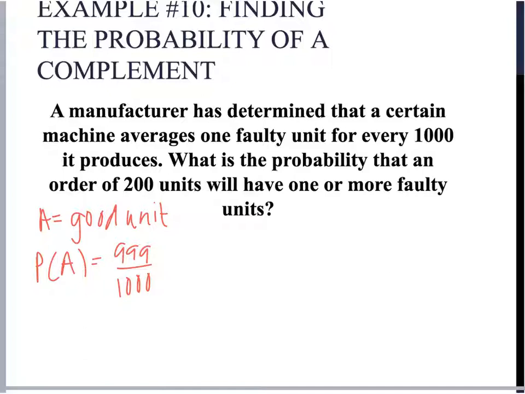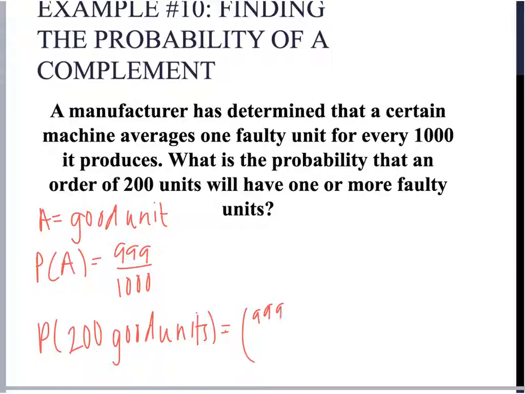So the probability then of 200 good units taking place would be 999 over 1,000 times itself 200 times, or we can just say 999 over 1,000 to the 200th power. Okay, that would be about 0.8186.